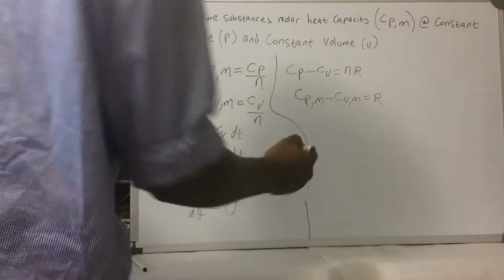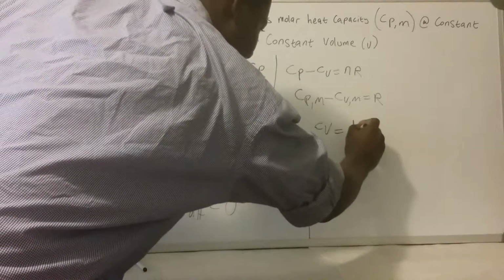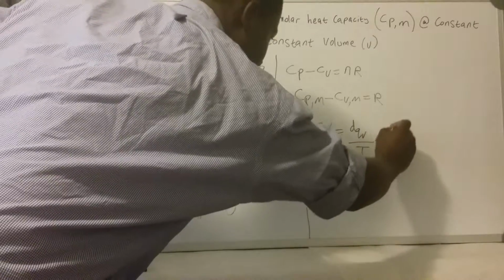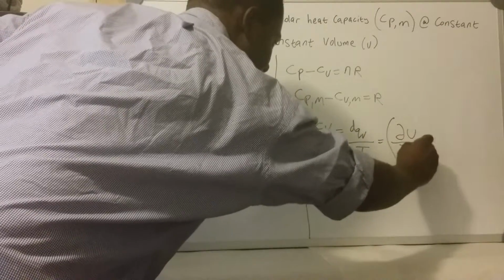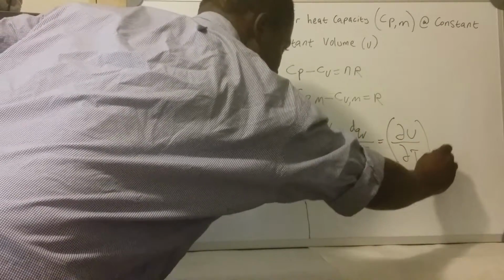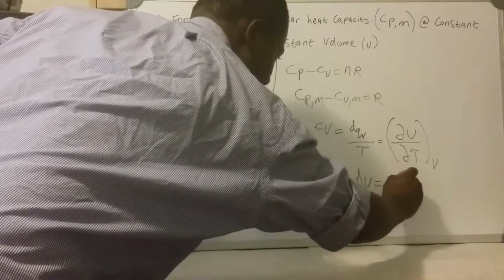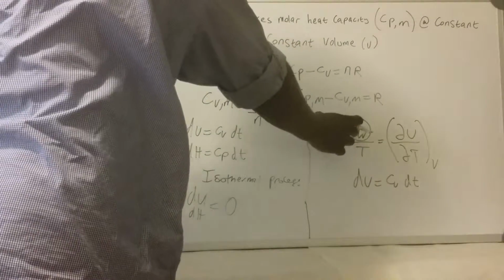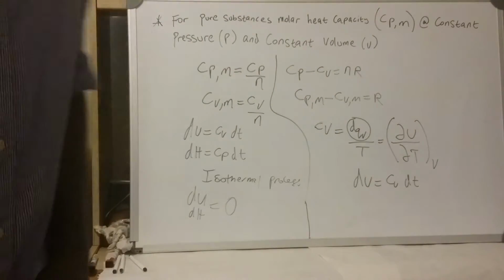So at constant volume, you can write CV equals dQV over dT, which equals dU over dT at constant volume, because dU is equal to CV dT. This is the heat capacity at constant volume. So it's something like dU equals CV dT.